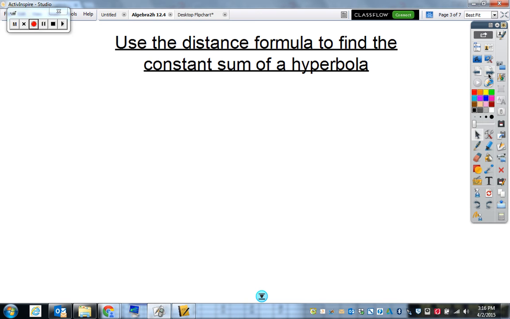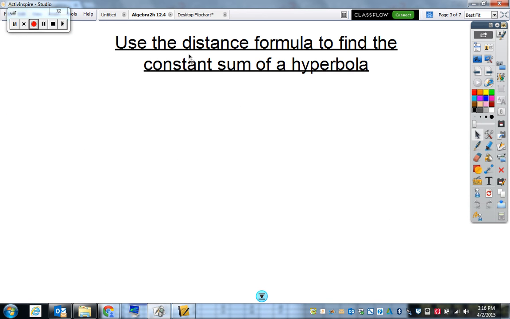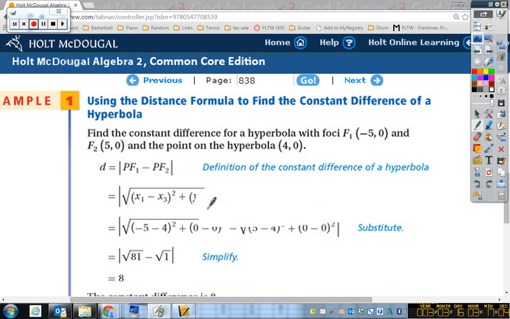The first thing we'll cover is using the distance formula. Oops, let me go back to the heading. We're using the distance formula to find the constant sum of a hyperbola, just like we did with ellipses. Now, when I did this with ellipses, you'll notice a slight difference in my formula. We're still using the distance formula.